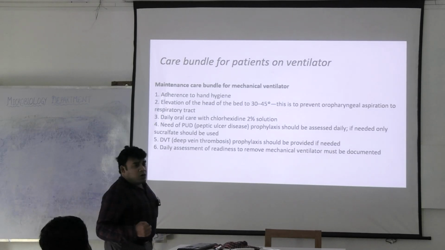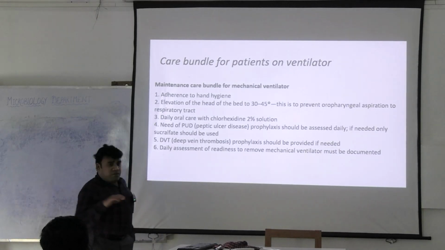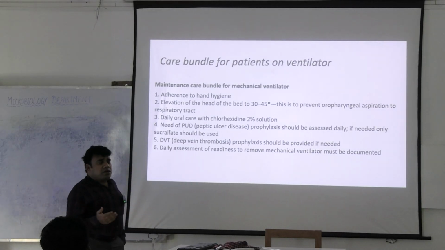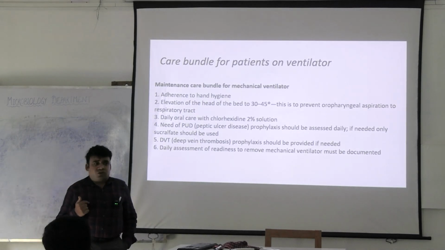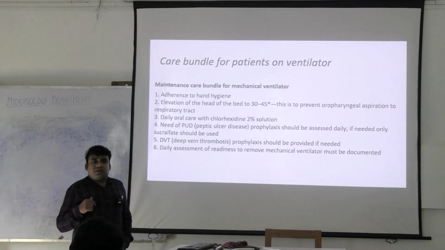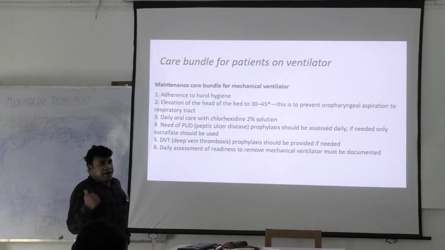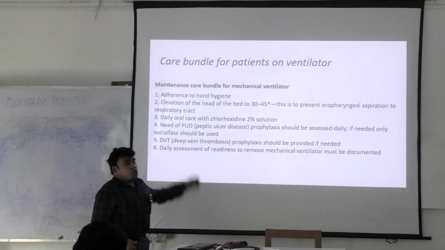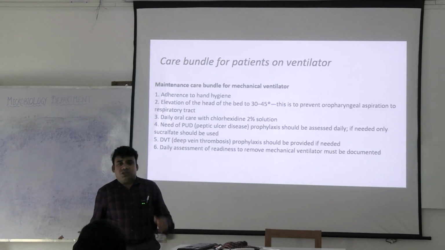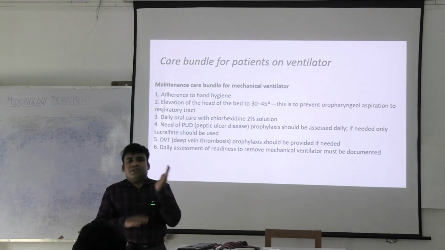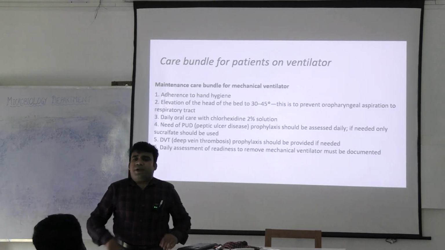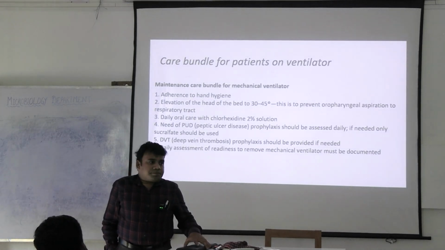Among the other things, after the patient is put on ventilator, we need to maintain the endotracheal tube. Among the maintenance, we need to have hand hygiene. Next, we need to put the patient in a position so that the upper part of the body is at about a 45-degree angle from the bed. Why?